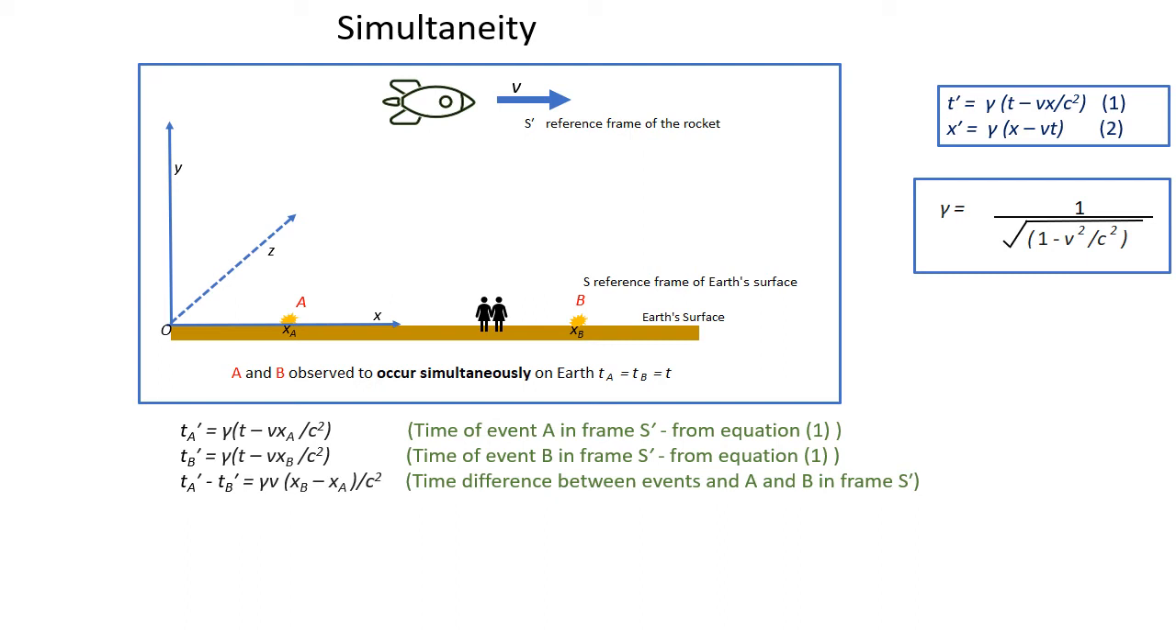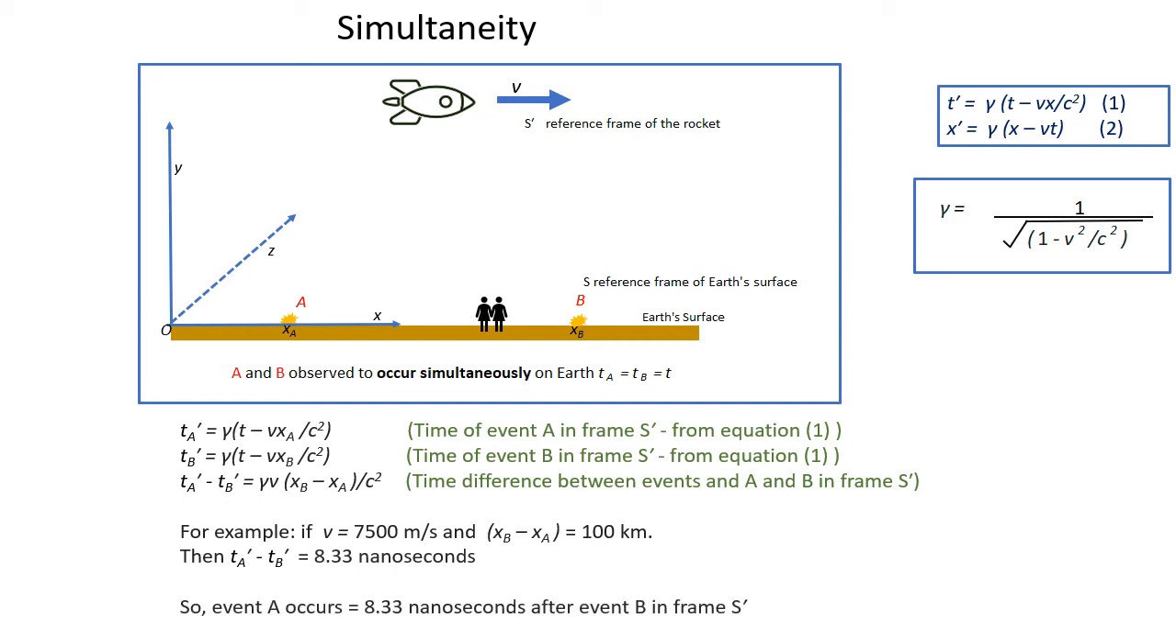So if we put some numbers in, if we assume that the rocket is moving at 7.5 kilometers a second, and the separation between the events is 100 kilometers, then in the rocket's frame, event A occurs 8.33 nanoseconds after event B.